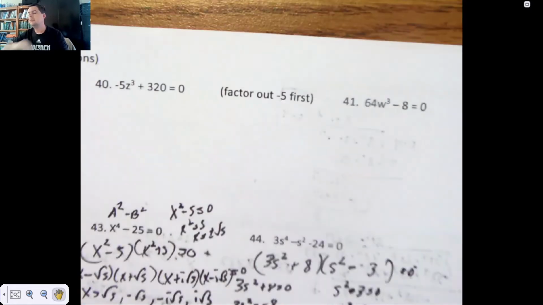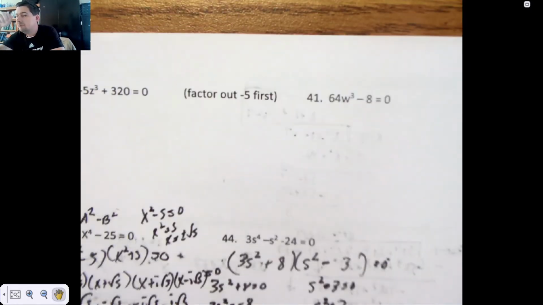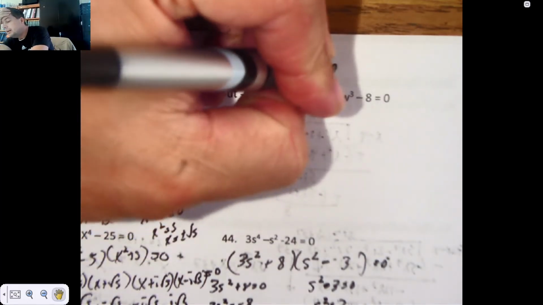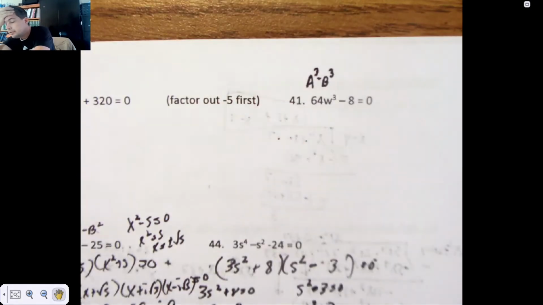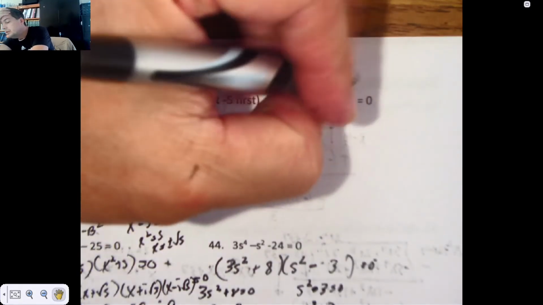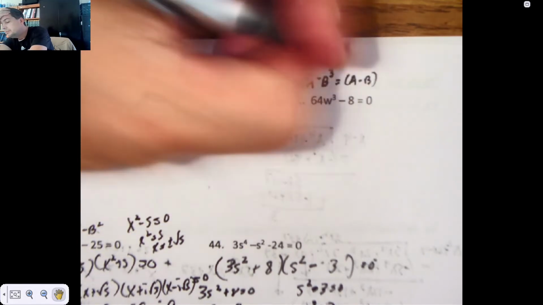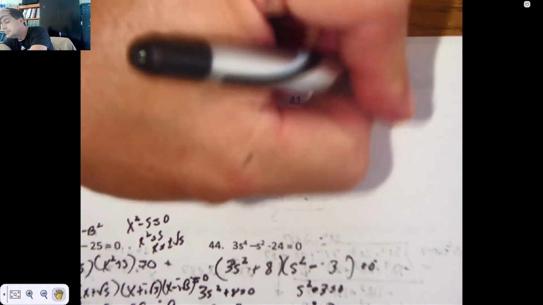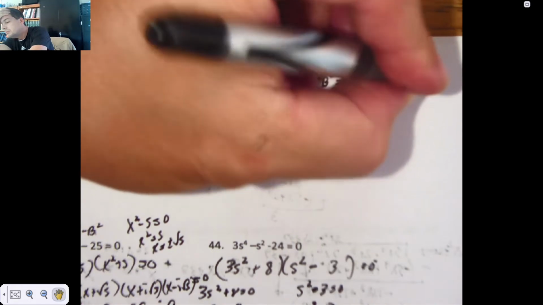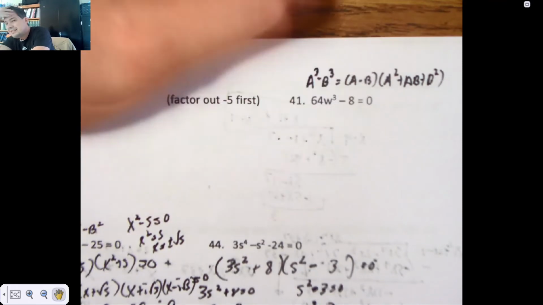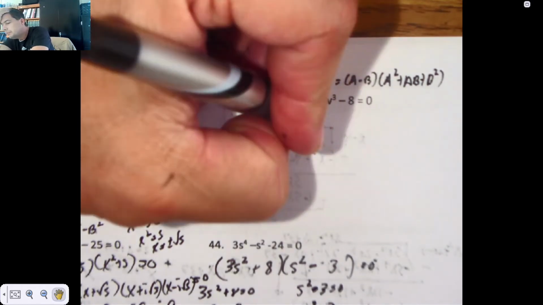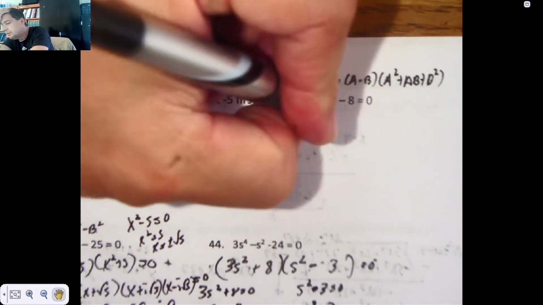Getting closer though. I'm at 41. So only 41 to go. 41 is an a cubed minus b cubed pattern. Everybody knows this, right? But a cubed minus b cubed factors as a minus b times a squared plus ab plus b squared. That's how it factors. So to create a 64w cubed, I take a 4w and I cube it.